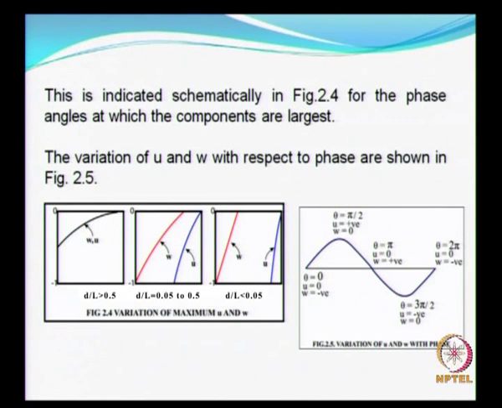In the case of deep waters, u and w will be almost the same. Then here you see the variation of u, the maximum horizontal velocity at each elevation, and similarly the maximum vertical velocity at each elevation. This is for the shallow water condition, that is d by L equal to 0.05. So you see that the horizontal velocity will be much higher.